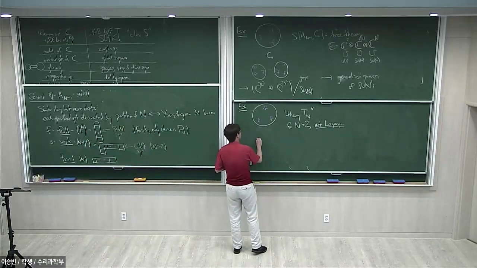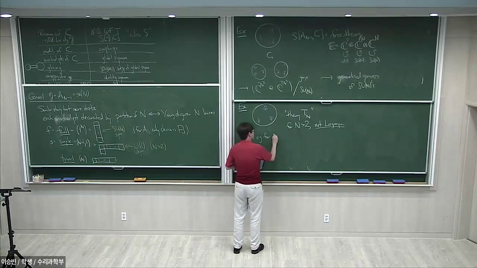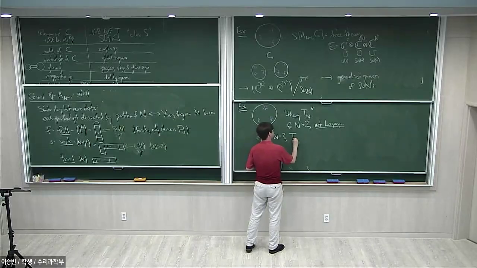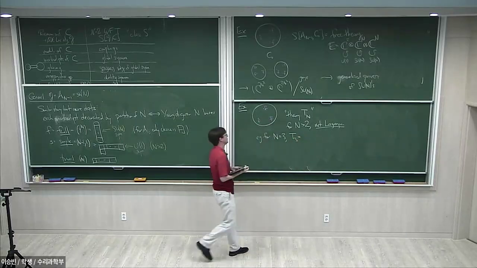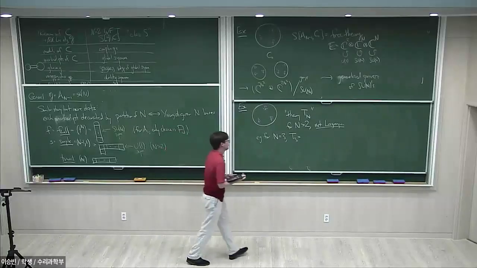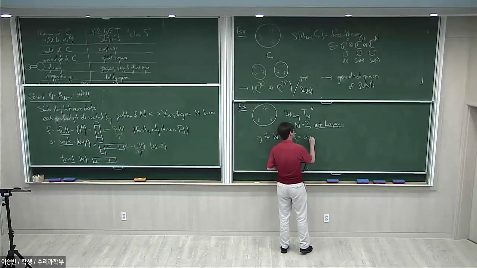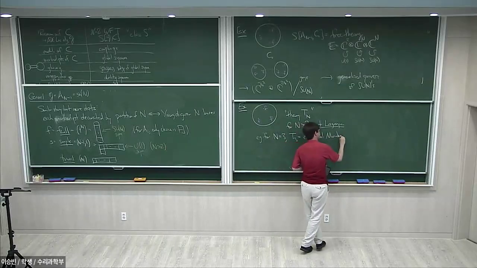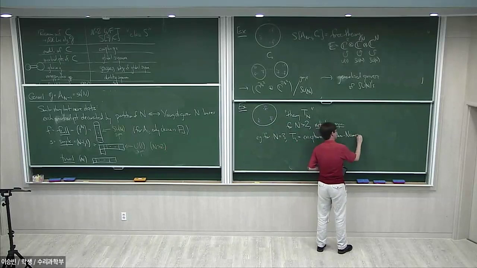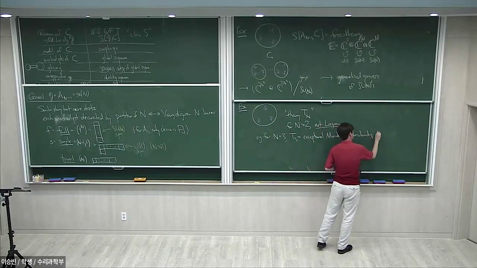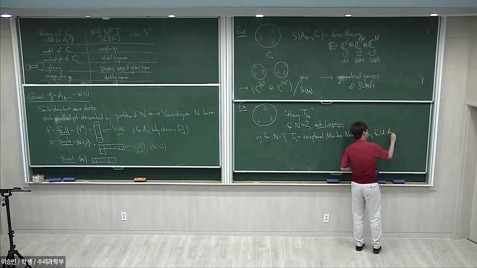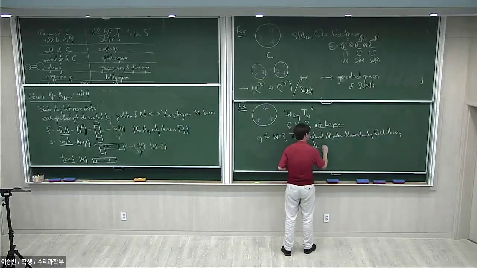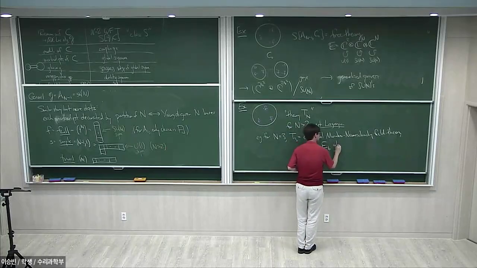I'll just say one other thing. For n equals 3, this is a theory which actually had been discovered before. It was called the exceptional Minahan-Nemeshansky field theory, which is a kind of funny thing. It's exceptional in the sense that it has E6 global symmetry.